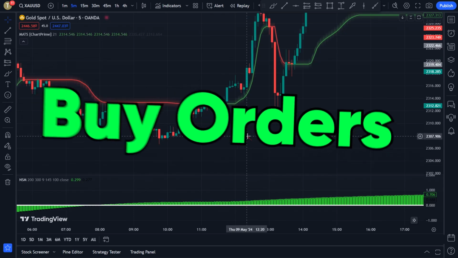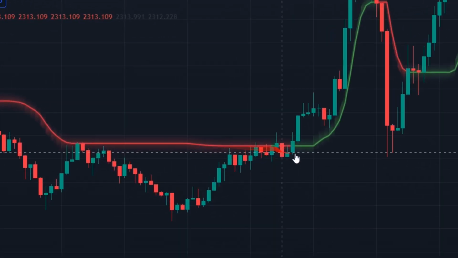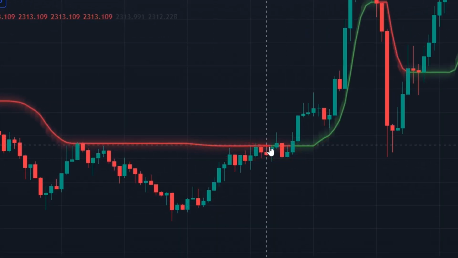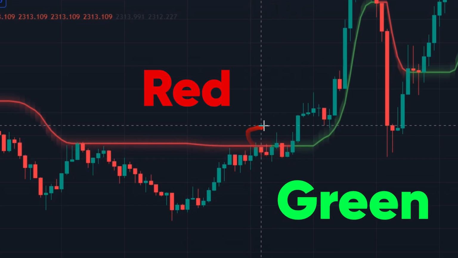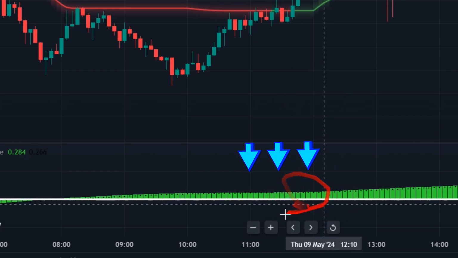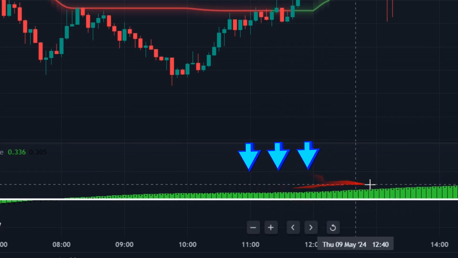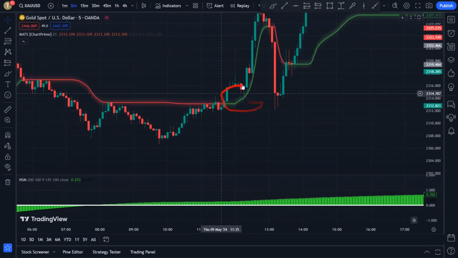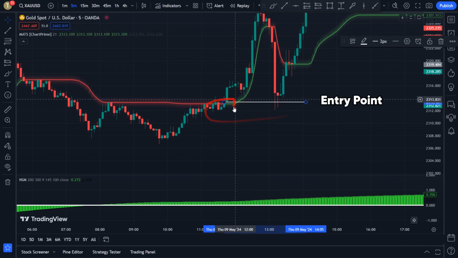For buy orders, we should go to the sniper trend indicator and make sure that the line of this indicator has changed color from red to green. Then we go to the MACD indicator and make sure that here the columns are green and placed above the zero line. If all these conditions are met, we have found our entry point.